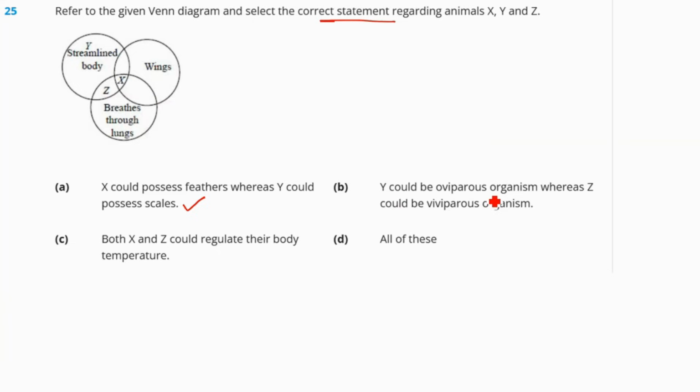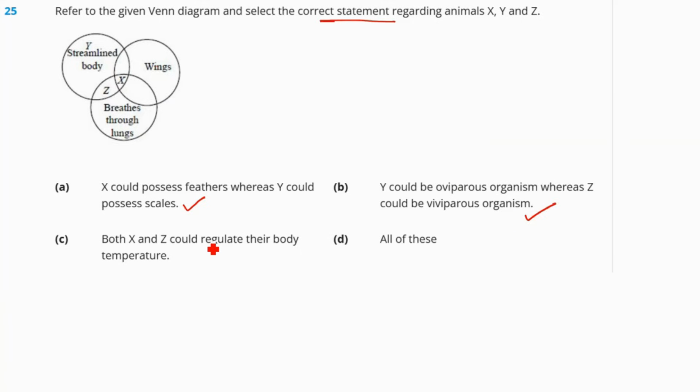Y could be an oviparous organism where Z could be a viviparous organism. Let's see. Z breathes through lungs and has a streamlined body. Yes. Z can be a viviparous animal that gives birth. And Y, fish, they produce eggs. They are oviparous. So this is also a correct statement.